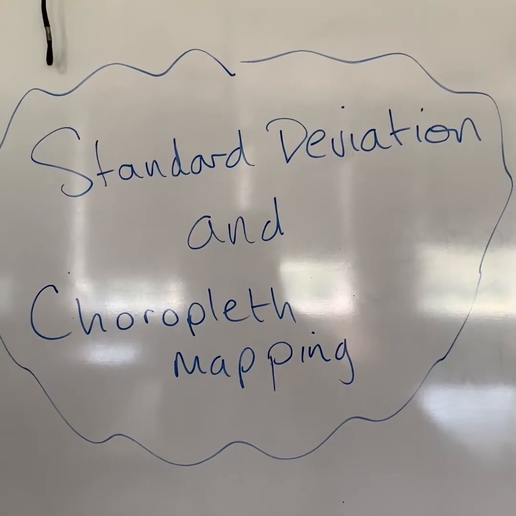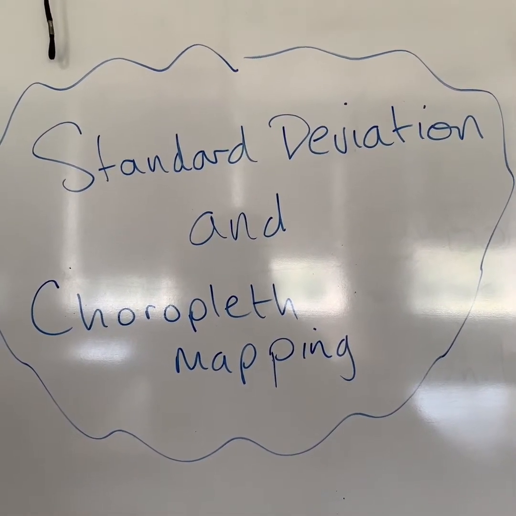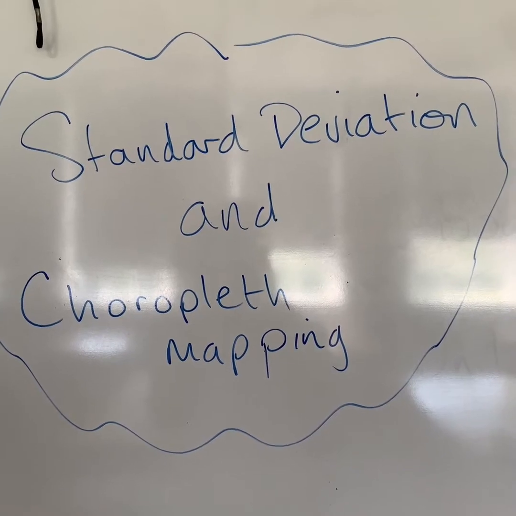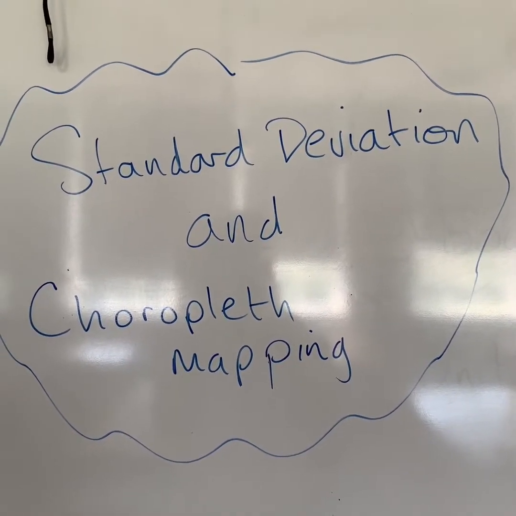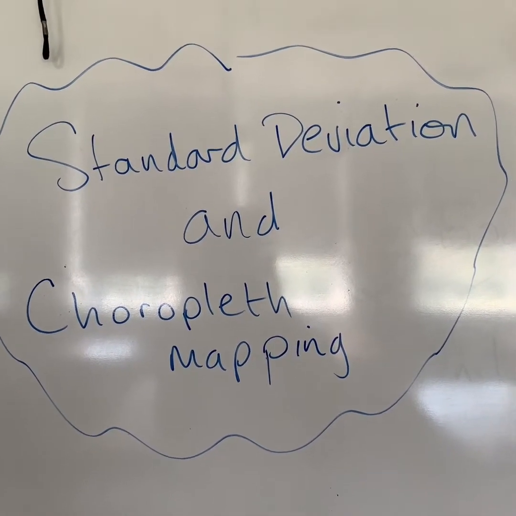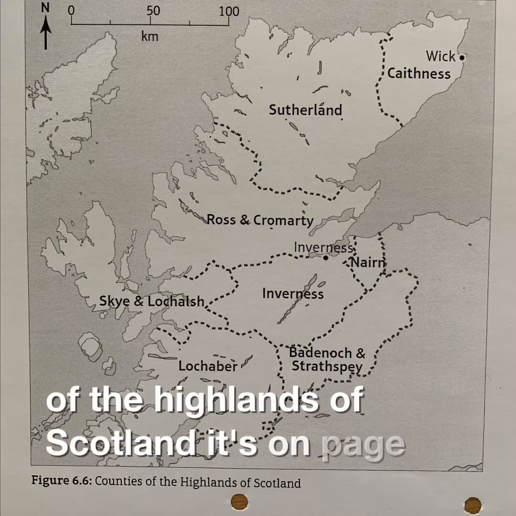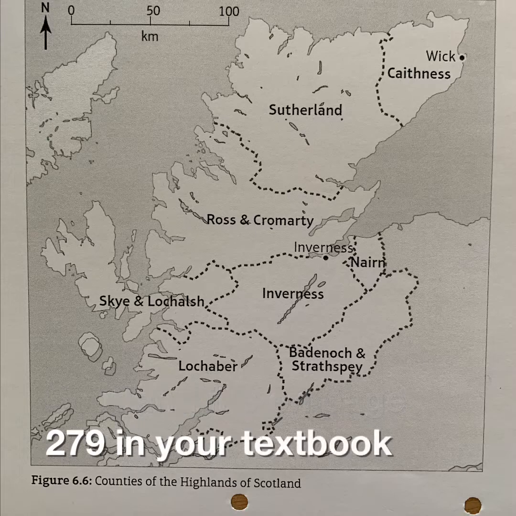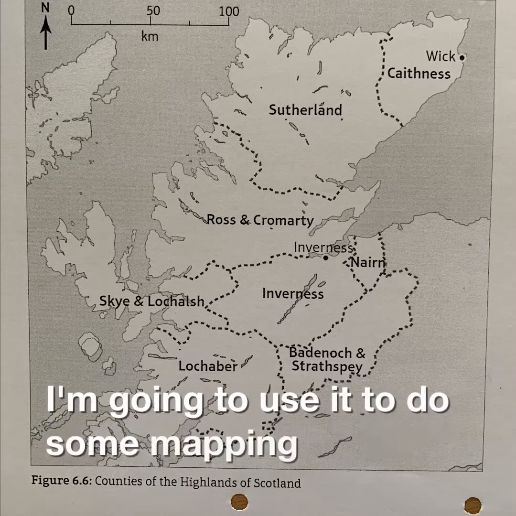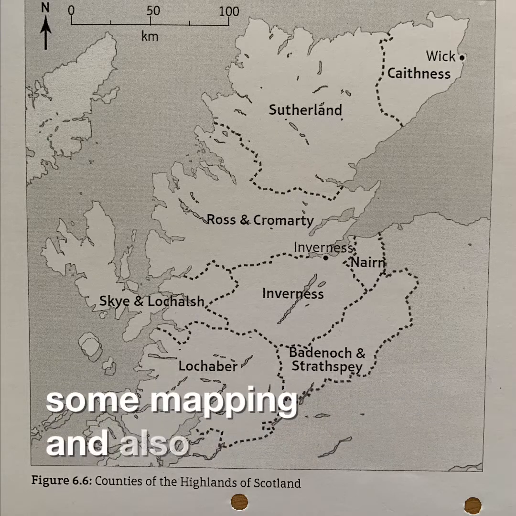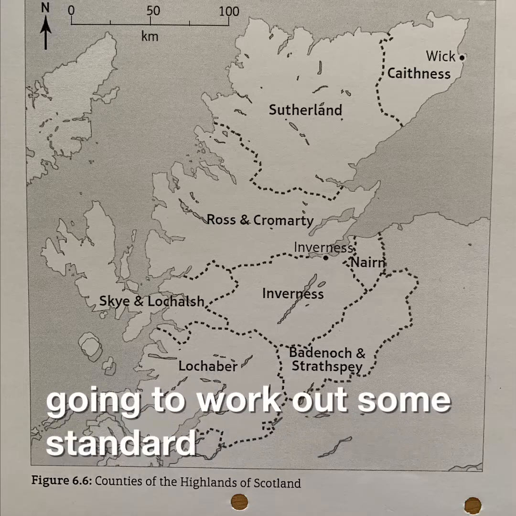Hi everyone, so we're going to look at standard deviation and we're going to try and make a Choropleth map, and we're going to focus on the Highlands of Scotland. Okay, so here's the map of the Highlands of Scotland. It's on page 279 in your textbook, and we're going to use it to do some mapping, and also we're going to work out some standard deviation.